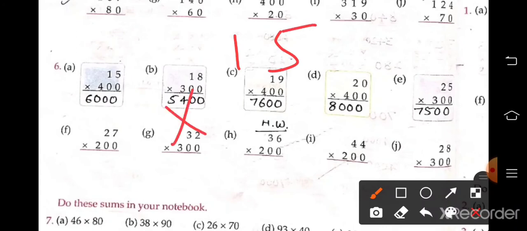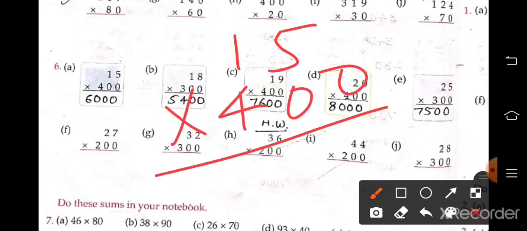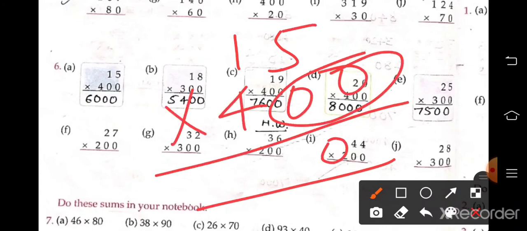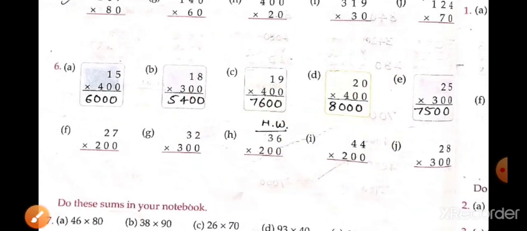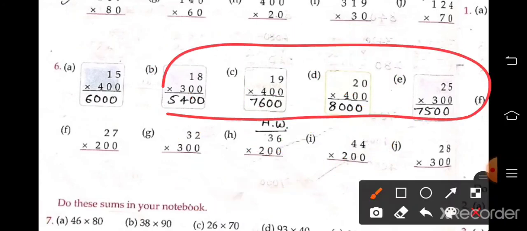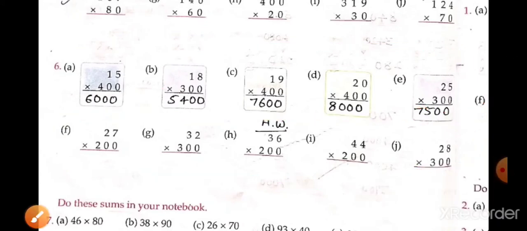15 multiply 400. First put these two 0s at the last. Now multiply 4 5s are 20. 0 here, carry 2. 4 1s are 4 and 2, 6. Okay. So like this you have to do these parts, and this is your homework.